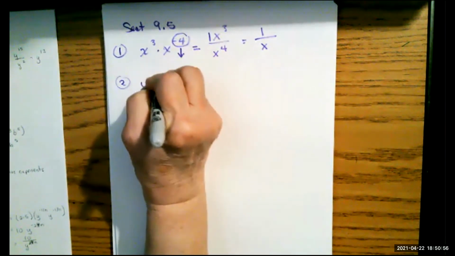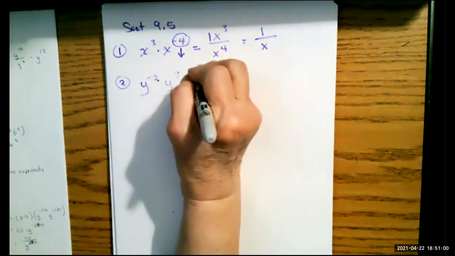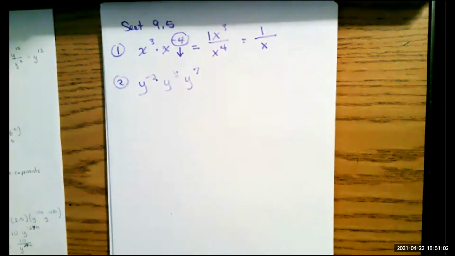Right, let's look at another one of those. Y to the negative 2, Y to the 8th, Y to the 7th.